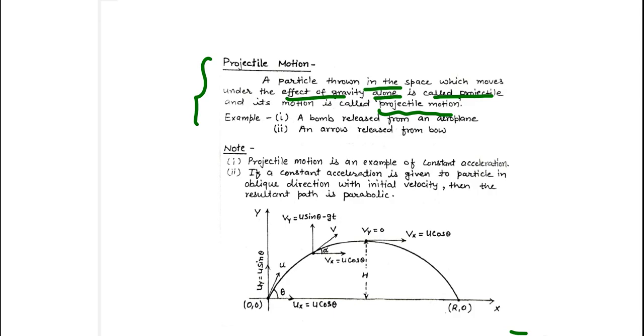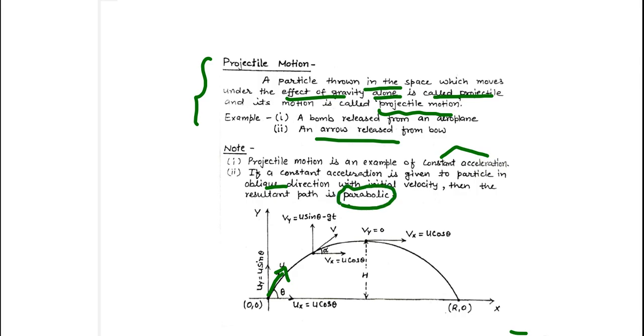For example, an arrow released from a bow and also a bomb released from an aeroplane. This is an example of constant acceleration. That means if you give constant acceleration to a particle in an oblique direction with initial velocity u, then you get a parabolic path. See, this is a parabolic path.